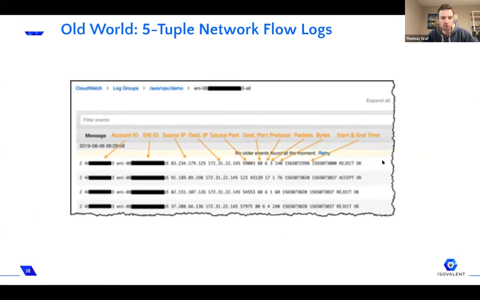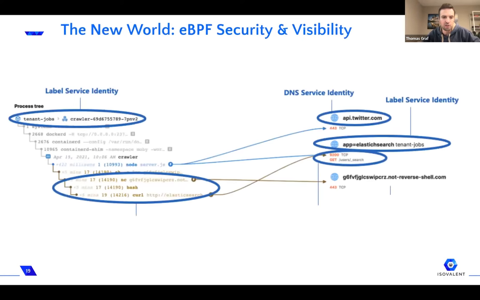For the networking folks, this is an AWS flow log, but it represents any five-tuple based logging. It's essentially this IP is talking to this IP, number of bytes, number of packets, and so on. Not really useful in the context of containers and Kubernetes and cloud native.